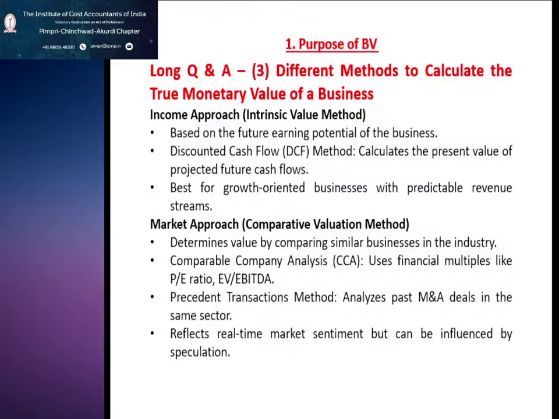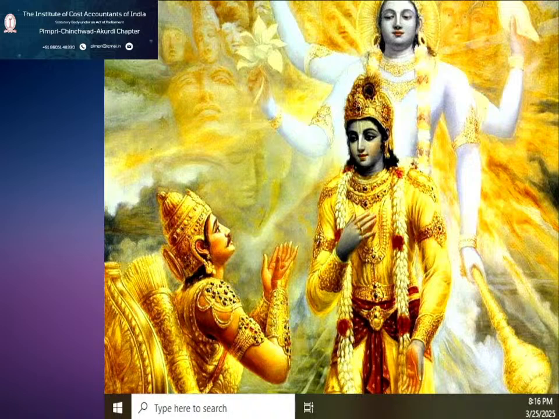Market approach. So market approach is comparative valuation method. It determines value by comparing similar businesses in the industry. So for that, comparable company analysis, that is CCA, uses financial multiples like PE ratio or EV/EBITDA.